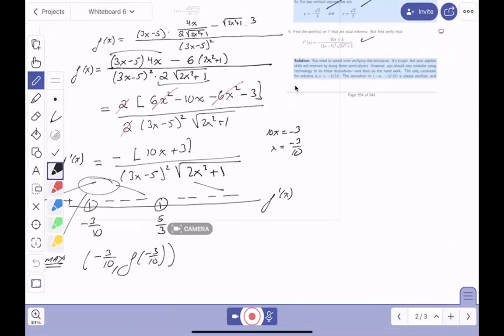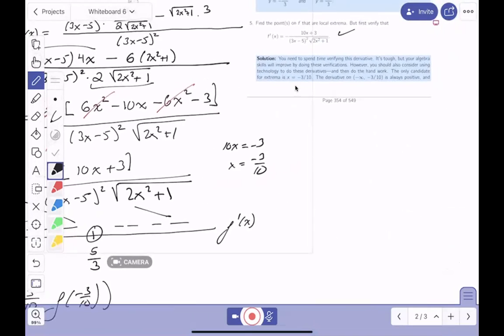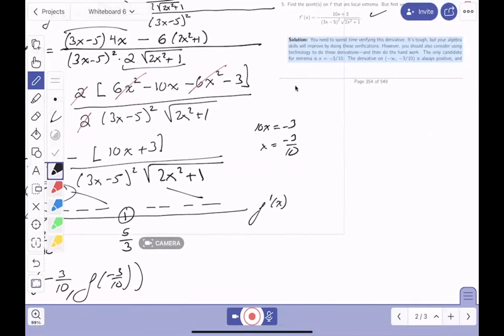Let's take a look, see how we're doing. And what are they telling you over here? You'll need time to verify this. We took the time, we did. It's tough, but the algebra skills will improve by doing these verifications. Yep, you're going to start learning more and more about algebra. However, you should also consider using technology to do these derivatives because sometimes they're difficult, but you got to do the handwork. The only candidate for extreme is -3/10.